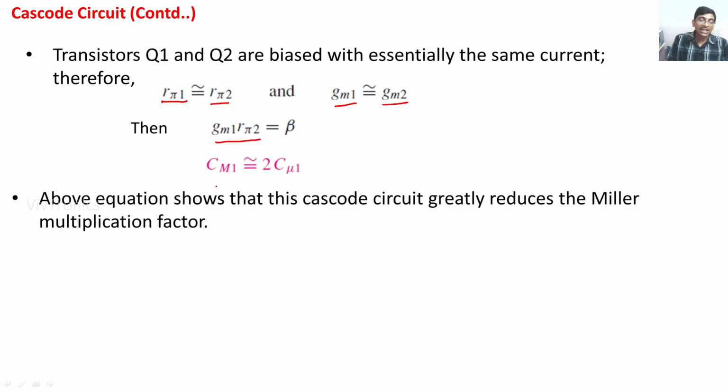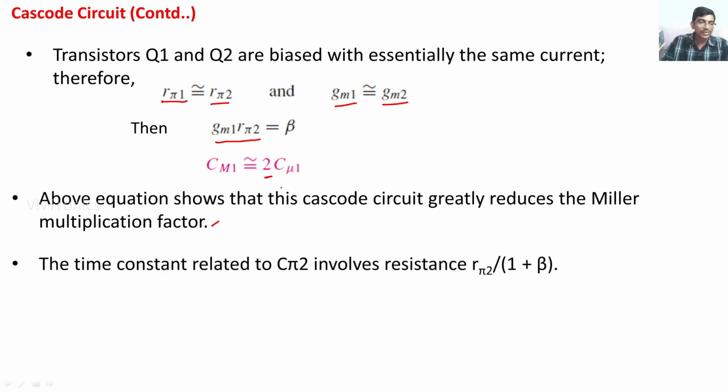That is a small value when compared with the usual multiplication factors. The above equation shows that the cascode circuit greatly reduces the Miller multiplication factor. Here the multiplication factor is only 2. Actually, it should get multiplied with the voltage gain, which is a large value, but in the cascode analysis, the multiplication factor has been reduced a lot. Therefore, Cm1 will be approximately equal to 2 into Cμ1.